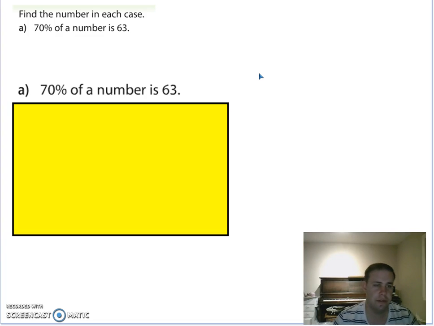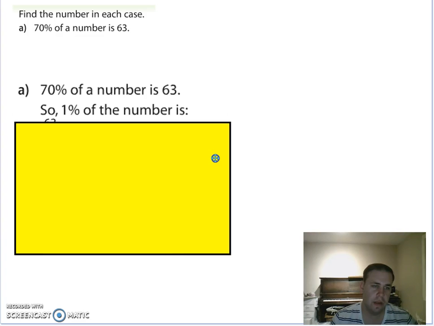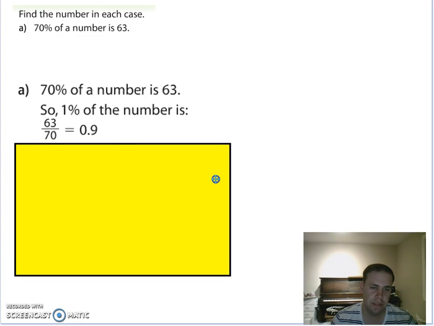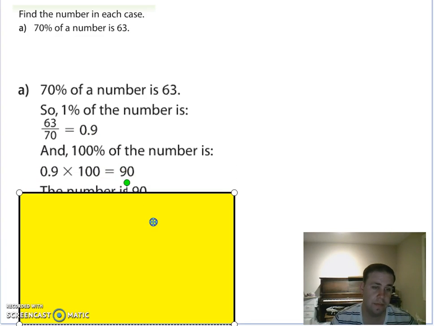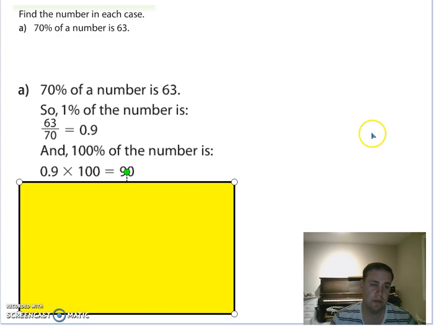There's two cases here. So the first question, question A, 70% of a number is 63. So how do you go about answering this question? So I've taken a look here. So here's what we can say. 70% of the number is 63. So 1% of the number is 63/70ths, which is 0.9. And if you take that and then multiply it by 100, you're going to be able to get your answer.